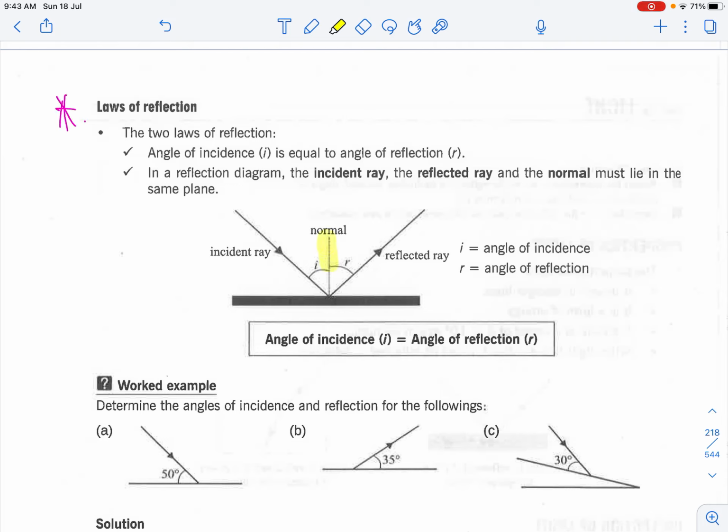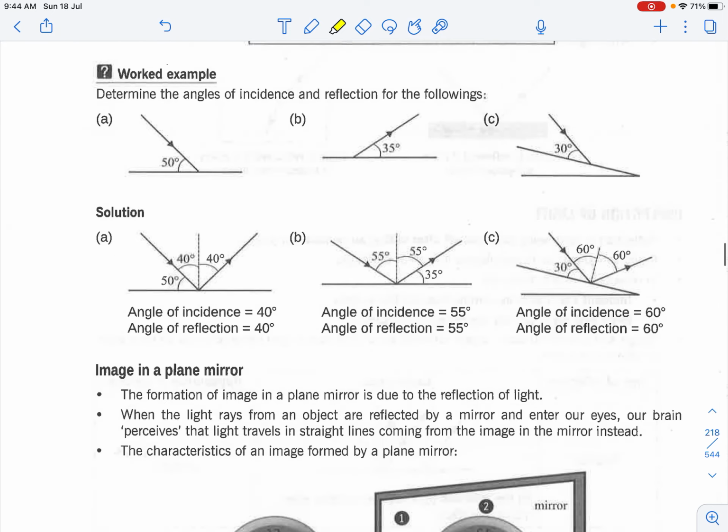The normal is this line that is at 90 degrees to the black plane of the plane mirror. In this case, the angle of incidence will always be the same as the angle of reflection in all situations, provided that it's a smooth surface. And the incident ray, the reflected ray, and the normal must all lie in the same plane. That means in the same space, or on the same side, for reflection to occur.